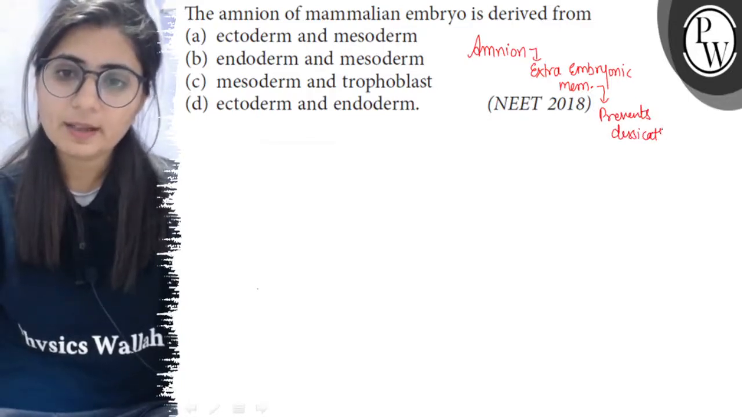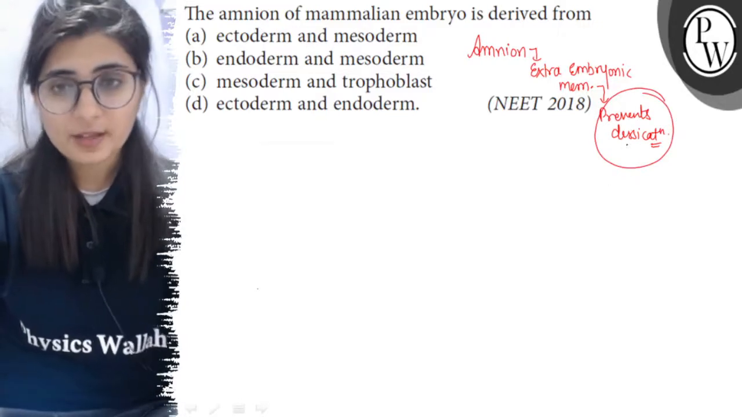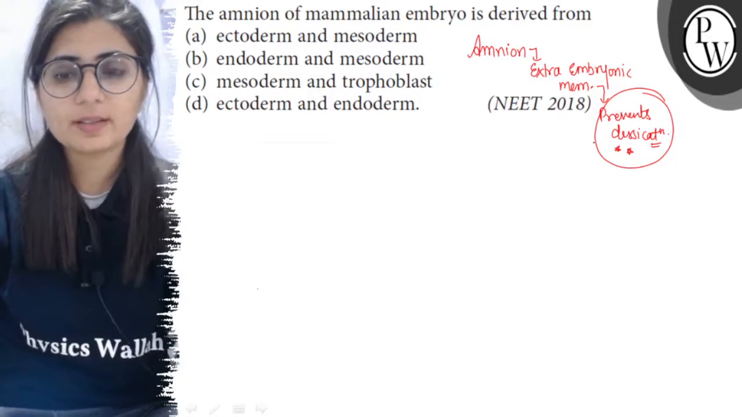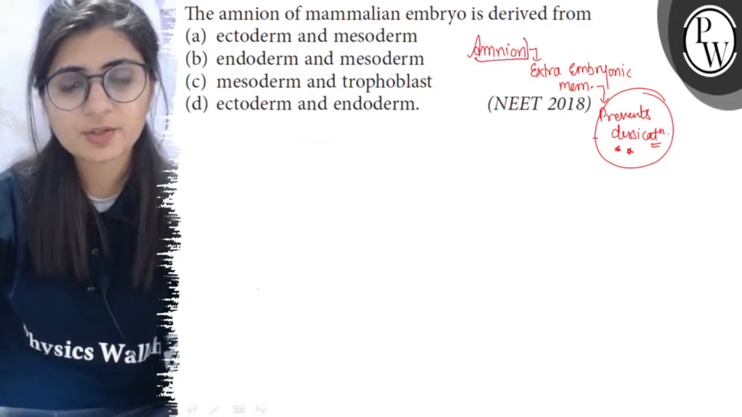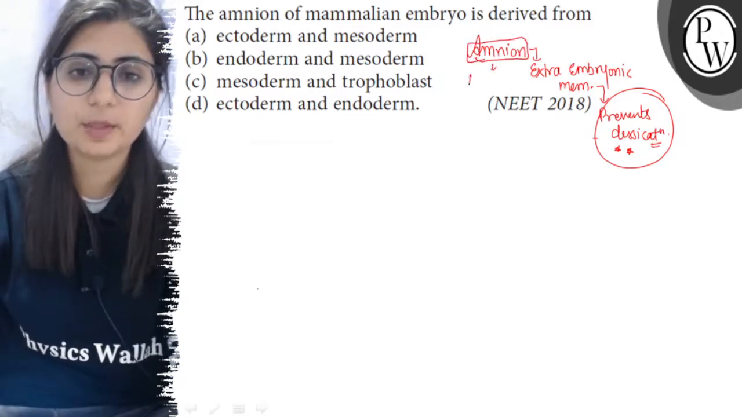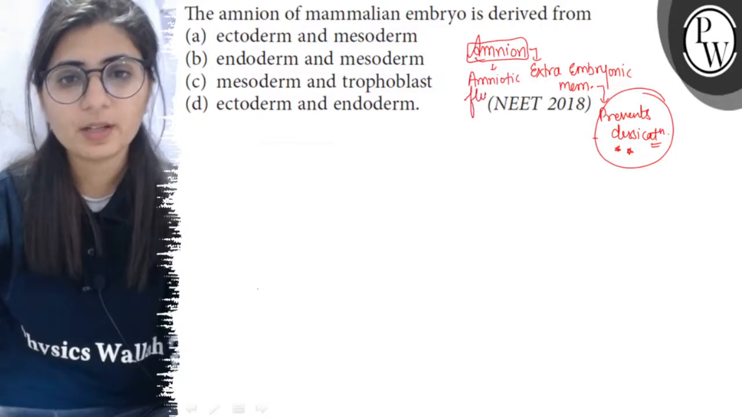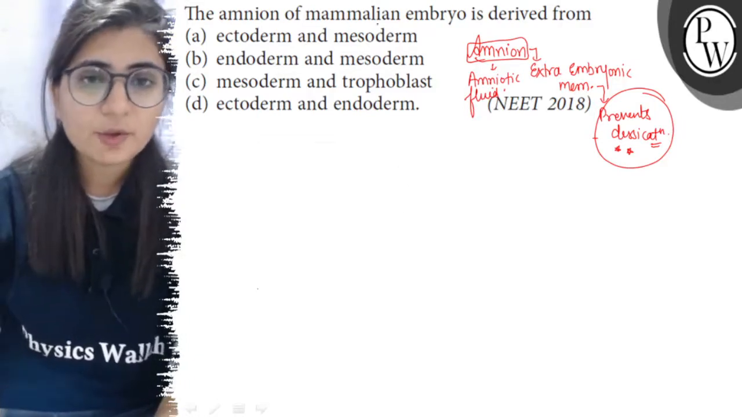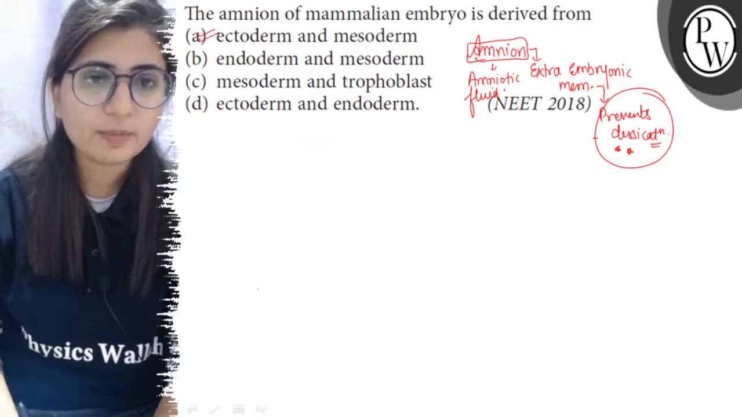So the land animals, which reproduce on land, face the problem of desiccation. So to avoid this, in the land vertebrates there is an extra embryonic layer which is known as amnion. This amnion encloses a cavity which is called the amniotic cavity, and this cavity is filled with the amniotic fluid which prevents the desiccation of embryo. Now this amnion of mammalian embryo is derived from the ectoderm and mesoderm.